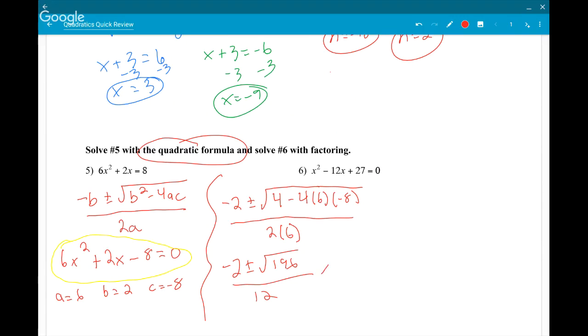So what I'm going to do is split this up into 2 problems: -2 plus 14 over 12 and -2 minus 14 over 12. I'm just going to get 2 answers from there. This one is 12 over 12, which is 1, and this one is -16 over 12.